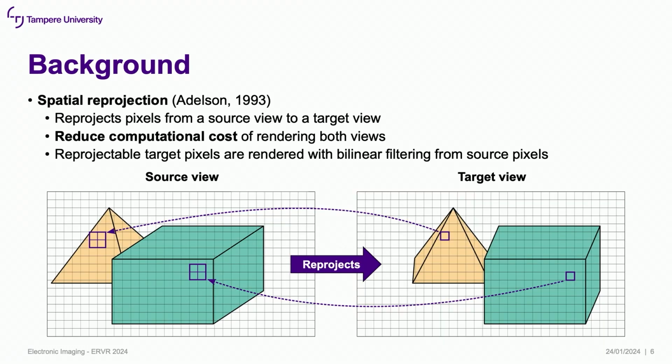Also, I want to talk about spatial reprojection. Spatial reprojection is basically reprojecting pixels from the left view to the right view, because we know that most of the time the left and the right eye see basically the same thing. And this also allows us to reduce the computational cost when we compare it to just path tracing both views.